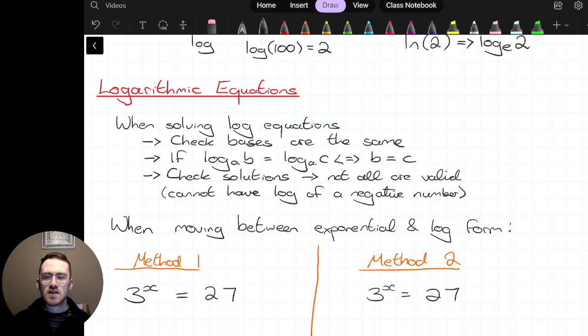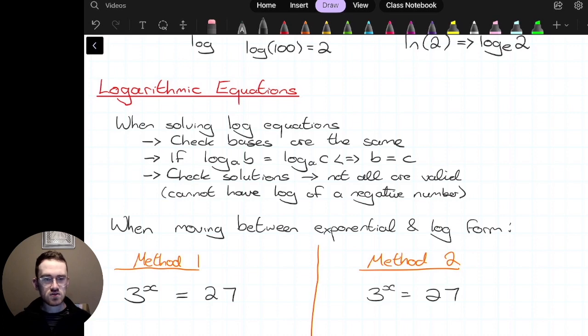The next point there is if we have log to the base a of b is equal to log to the base a of c, then that means that b is equal to c. And I've written in there that symbol in the middle, a vice versa symbol. So what it means as well is if we have b is equal to c, then that means log to the base a of b is equal to log to the base a of c. Okay, so what it means here is generally b is equal to c, that means that they're the same. That equality obviously means the same.